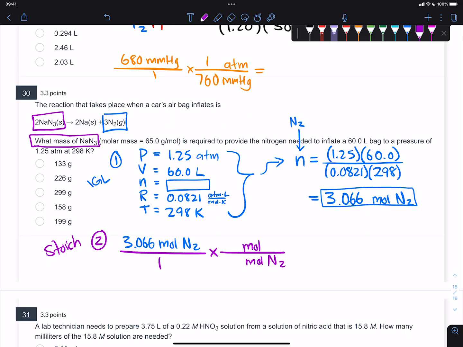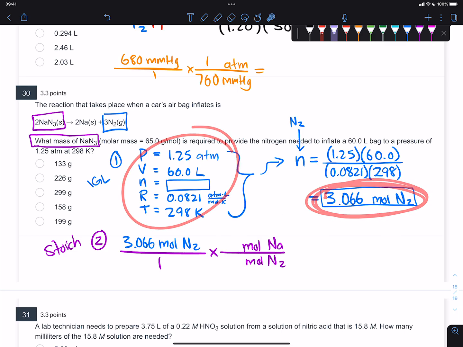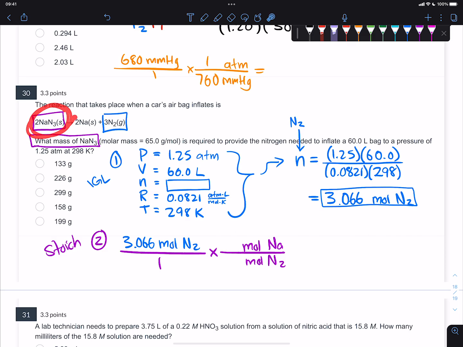So remember, for stoichiometry, you look at the ratio of the coefficients. So we're actually going to work backwards, and we're really answering the question of, well, in order to get this many moles of nitrogen under these conditions, how much of the sodium azide do you have to even start with in the first place? That's what this is asking. So it's working backwards.